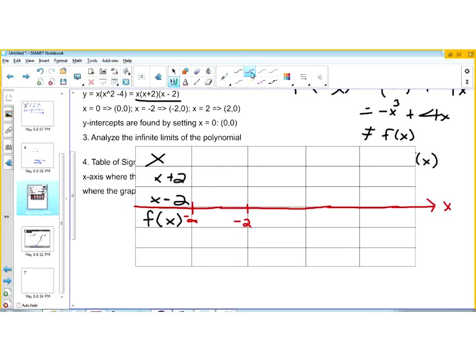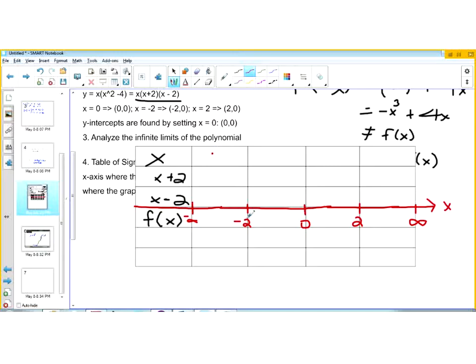Okay. The next 0 happens at x equals 0. So we'll make this 0. And then the next 0 happens at 2. All right, so these are the 3 zeros of the polynomial. And then the last marking will be plus infinity right there. Okay, so this is the setup for our table of signs. Now, we need to fill in information for each of these cells, and here's how we'll deal with it.